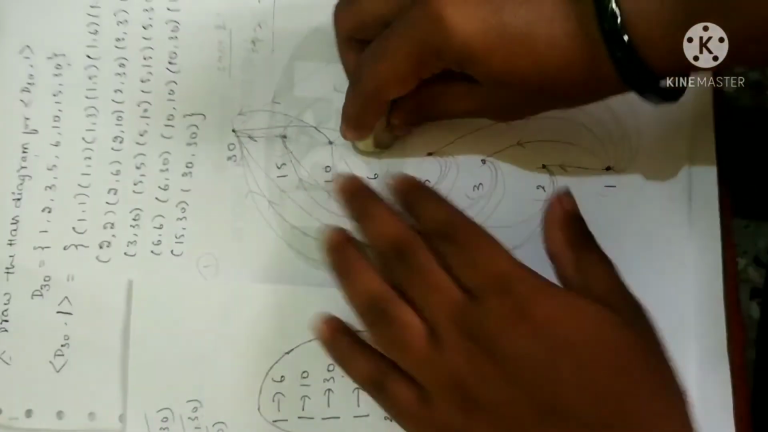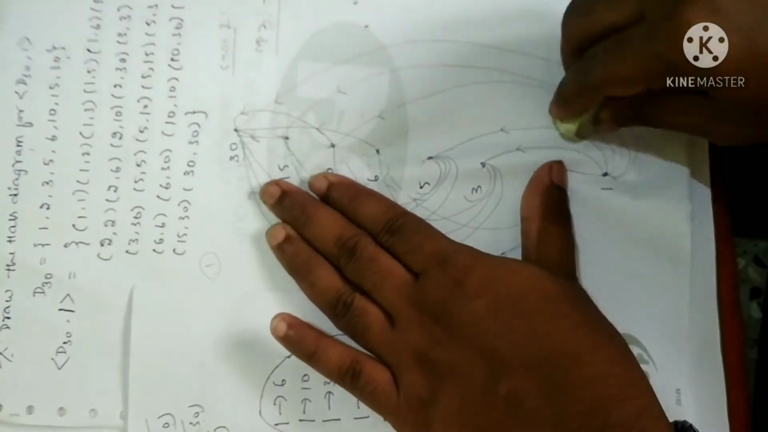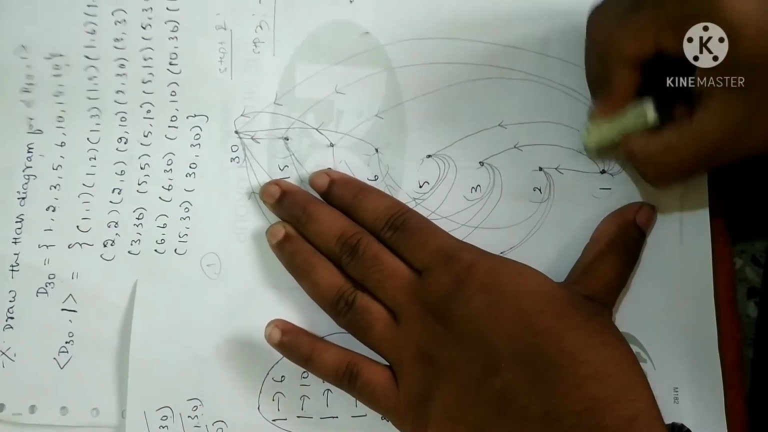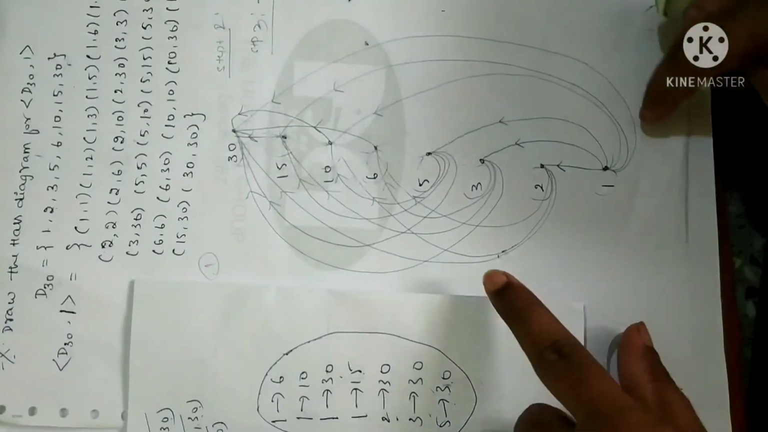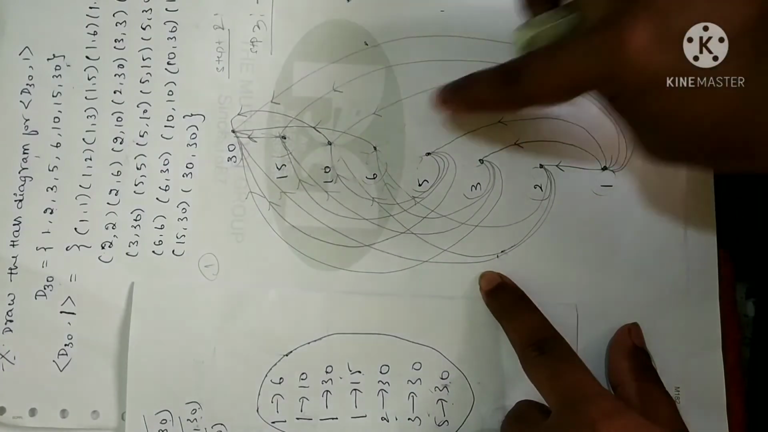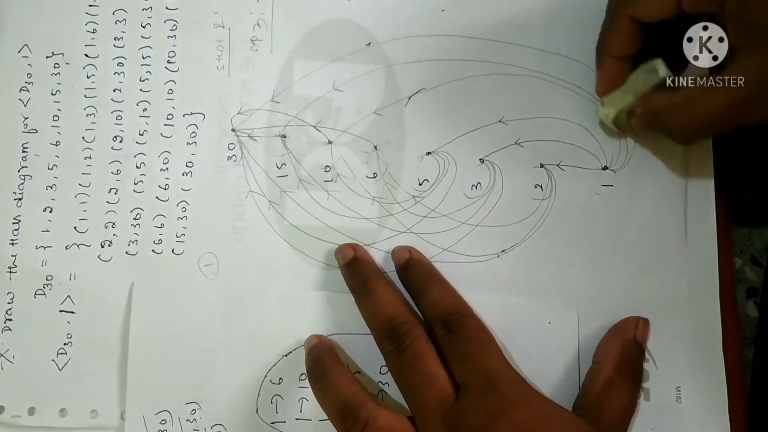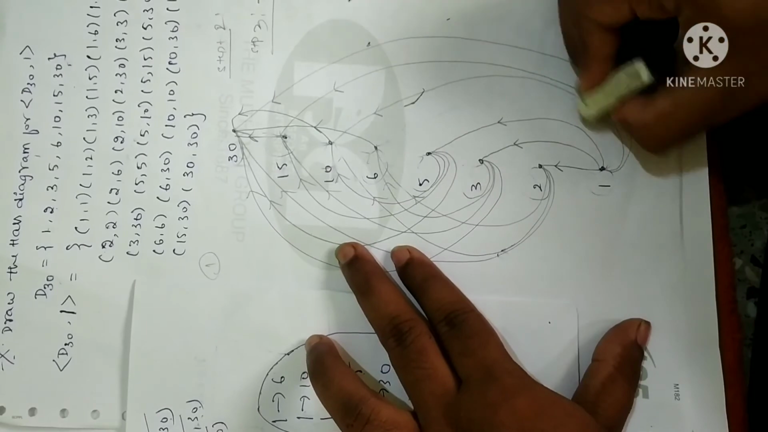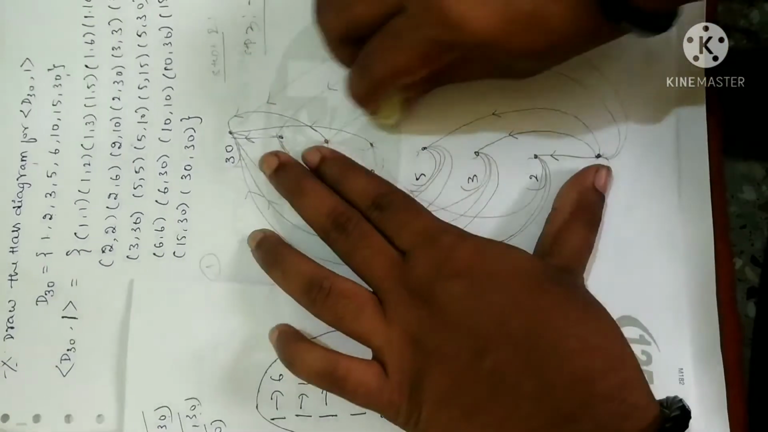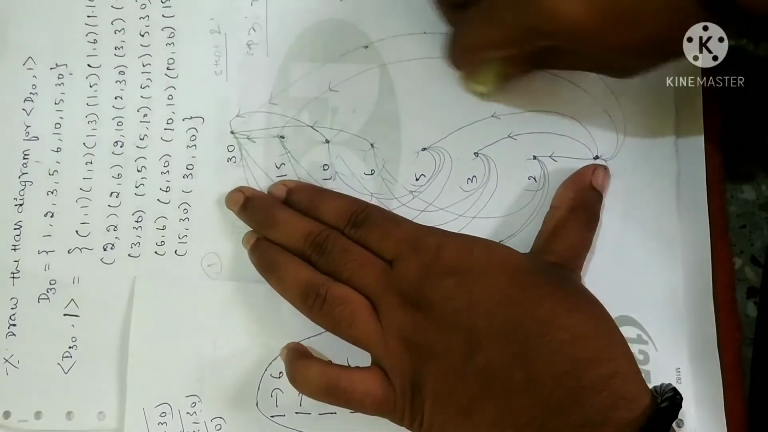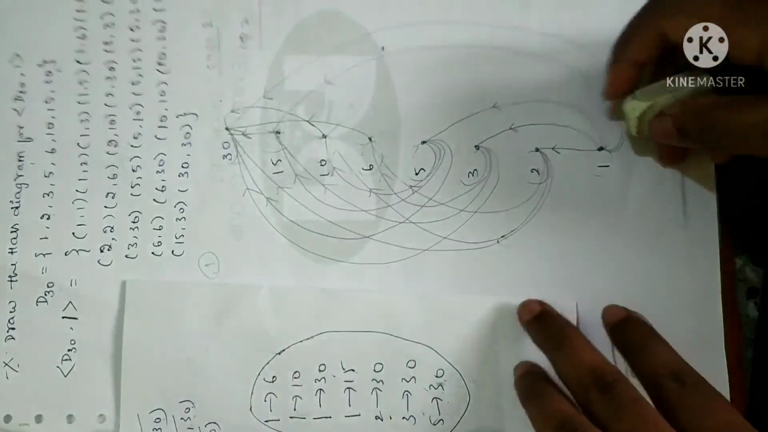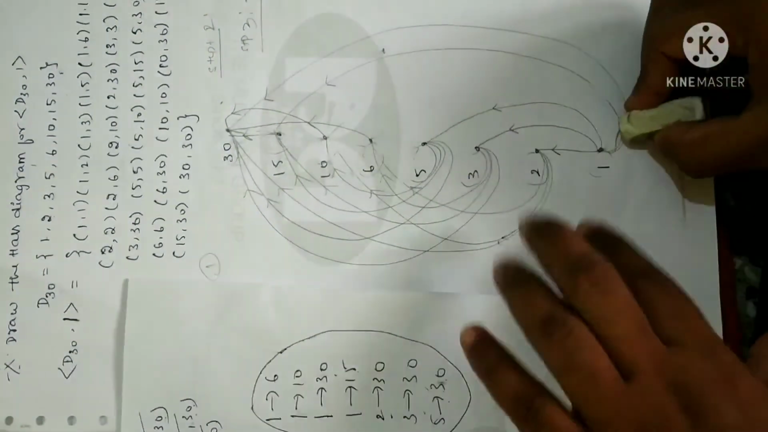1 to 6 first, let me remove 1 to 6. You can clearly note 1 to 6 I have removed. Fine. Next 1 to 10 I have to remove. Where is 10? Here it is. So 1 to 10 I have to remove. So let me do that. So 1 to 10 I have removed. Clear? Next 1 to 30 I have to remove.